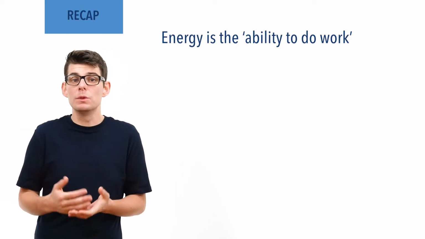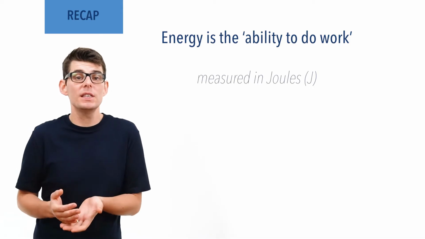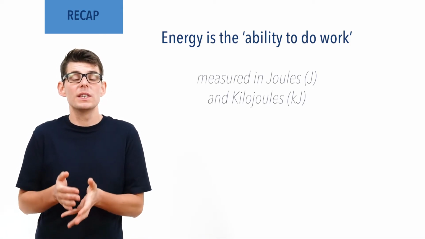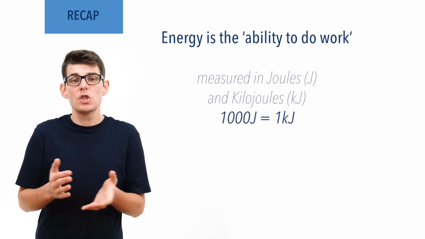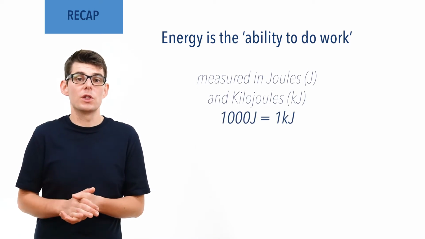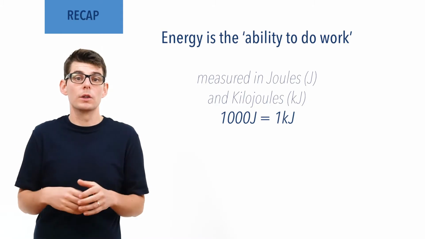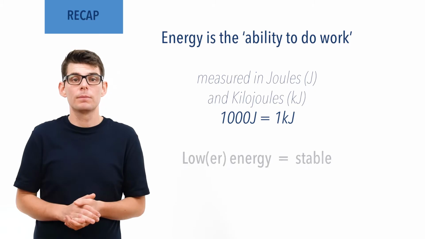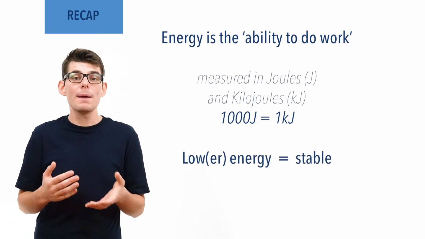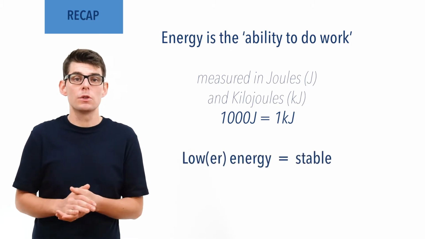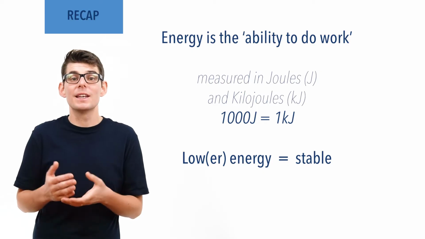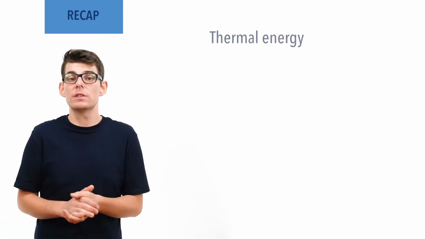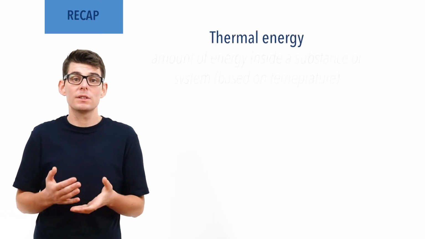Energy is measured in a unit called a joule, and to make things easier with larger values, is often given as kilojoules. 1,000 joules equals 1 kilojoule. Generally, things that have low amounts of energy are less able to do work and cause change. Because of this, they are considered more stable. Things that have more energy are more able to do work and cause a change, and as a result are considered less stable. The heat content or thermal energy of a system is how much energy there is inside it.